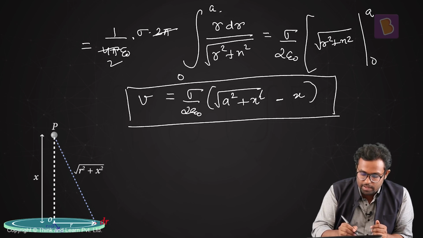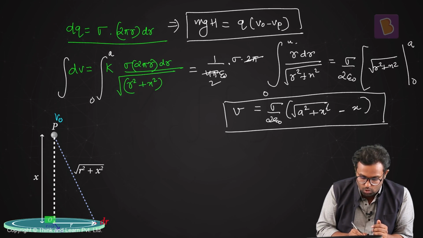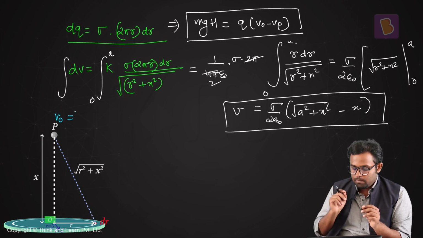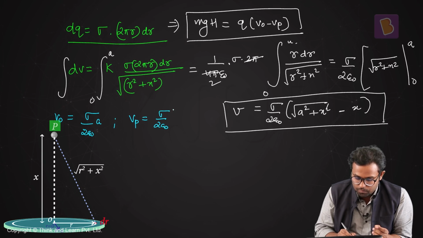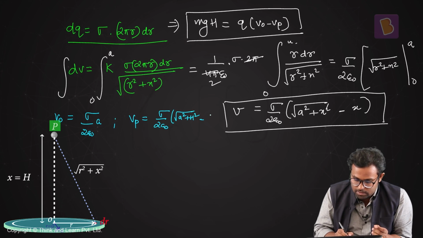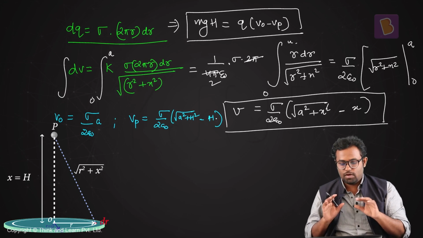So if I want to find the potential at O, my VO will be what? The value of x at O is 0, right? So that will become sigma by 2 epsilon naught times A. And what will be the potential at P? That will become sigma by 2 epsilon naught times root over A square plus h square, because here the value of x is equal to h, minus h. So these are the two values of VO and VP that we have found.